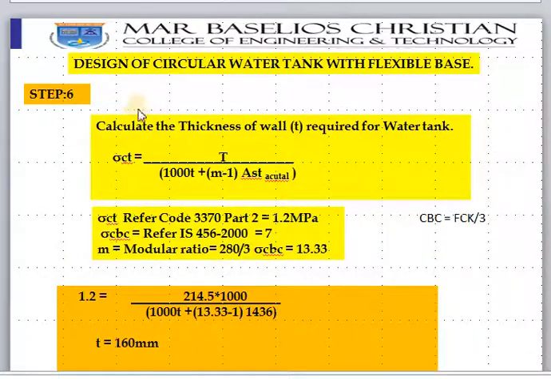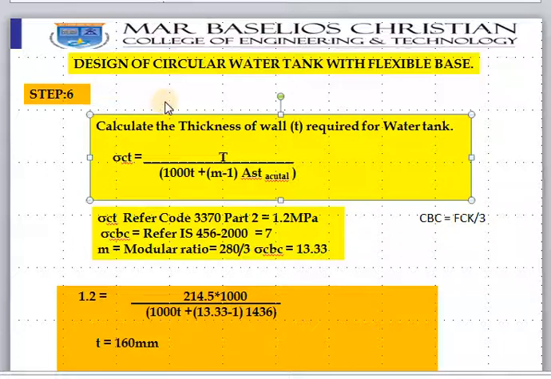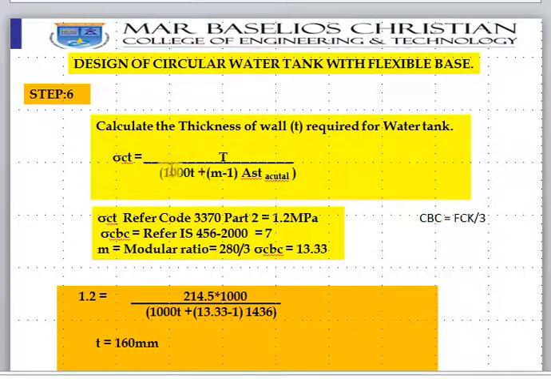After that, the next step is, you have got everything, finding out the thickness of the wall, which I was discussing the last time. So sigma Ct is equal to, this is the formula. How you get this formula we have discussed in the last class. Sigma Ct is equal to T divided by 1000 t plus m minus 1 into AST actual. So this T is the tension, sigma Ct is the actual tension in the concrete.